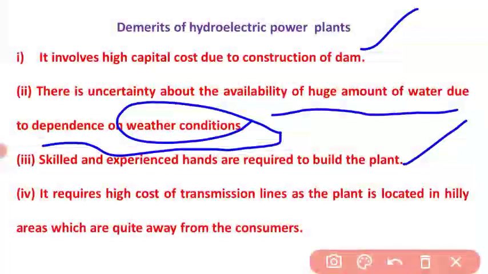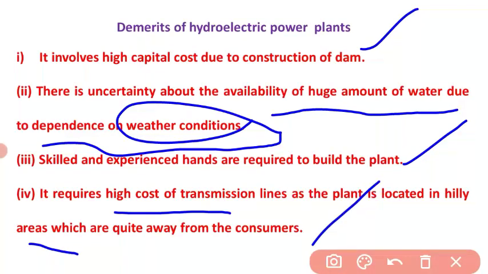It requires a high cost of transmission lines. Why? Because the plants are located in hilly areas which are quite far from the consumers. Hence the cost of transmission lines is high.